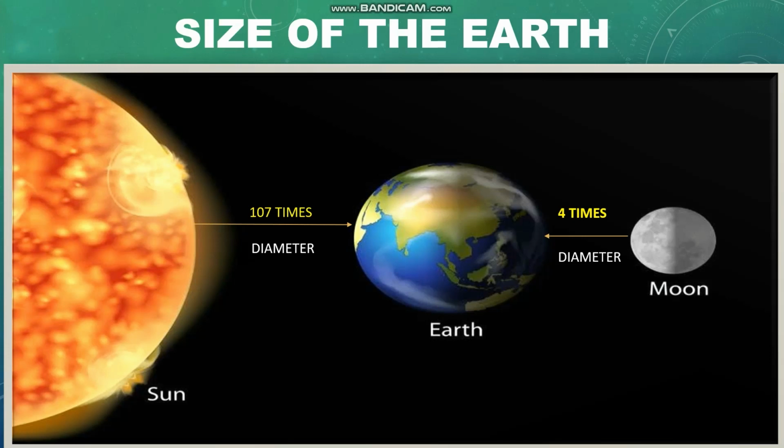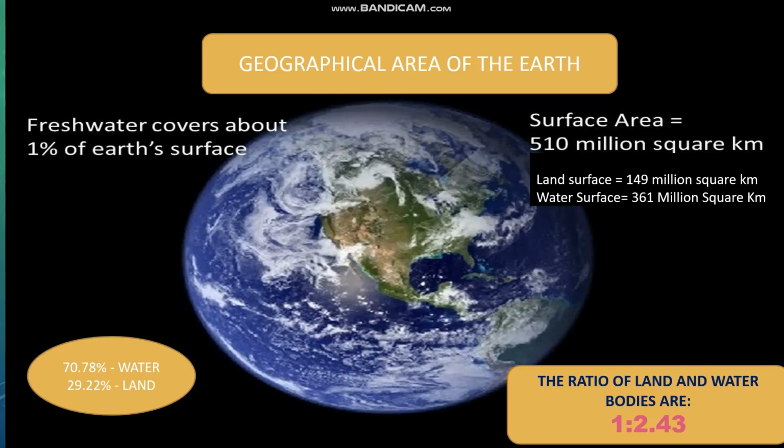Now let's see about the geographical area of the Earth. The total surface area of the Earth is 510 million square kilometers, whereas its land surface is around 149 million square kilometers, and the water surface is 361 million square kilometers.